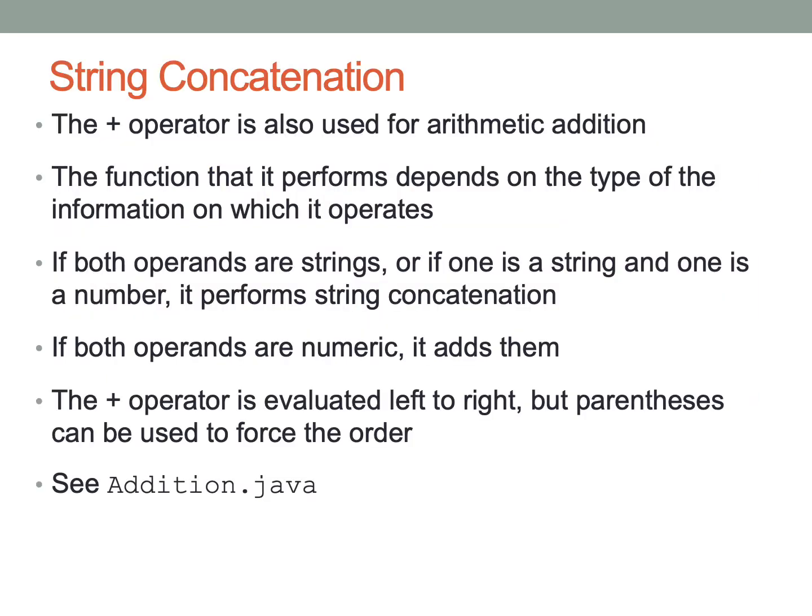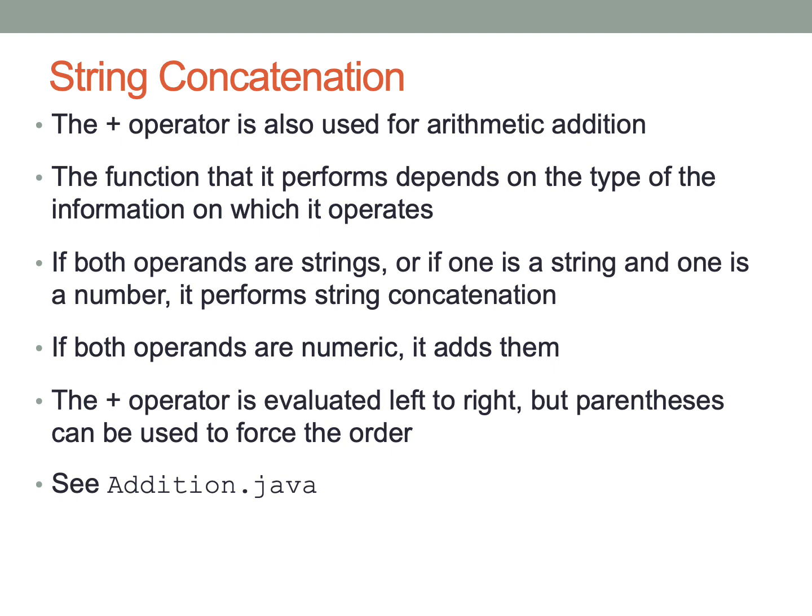In Java, the plus operator is also used for arithmetic addition. The function that it performs depends on the type of the information on which it operates. If both operands are strings, or if one is a string and one is a number, it performs string concatenation. For example, "hello" plus 1 will display hello1, which is a string concatenation. However, if both operands are numeric, it will add them. For example, 1 plus 1 will display 2.